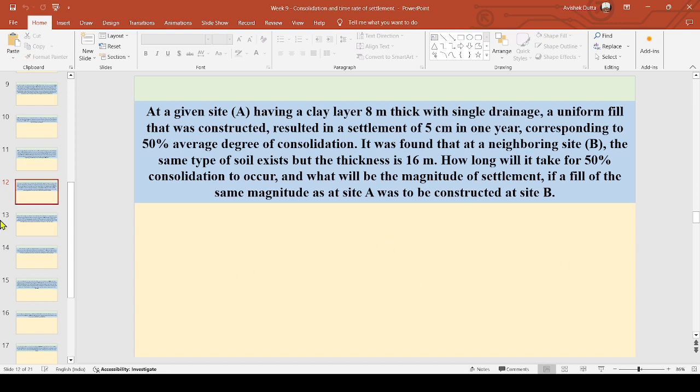I repeat the question for someone who has joined now. At a given site A, having a clay layer 8 meter thick with a single drainage, a uniform fill that was constructed resulted in a settlement of 5 centimeter in 1 year, corresponding to 50% average degree of consolidation. It was found that at a neighboring site B, the same type of soil exists, but the thickness is 16 meter. How long will it take for 50% consolidation to occur, and what will be the magnitude of settlement if a fill of the same magnitude as at site A was to be constructed at site B?